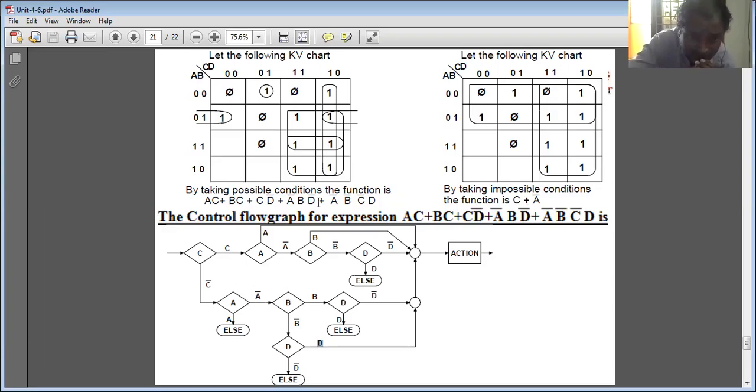Otherwise, we can make it into standard form and check it. That is very simple. If you have difficulty taking it directly here, make it into SOP form and check it, then you can easily pick it. Without any problem, like that you can solve this. This completes the KV charts and this unit.